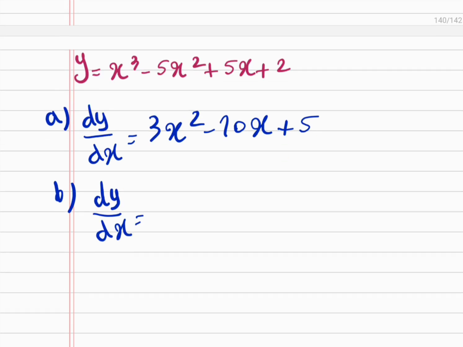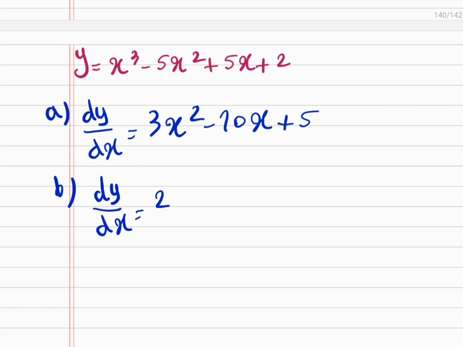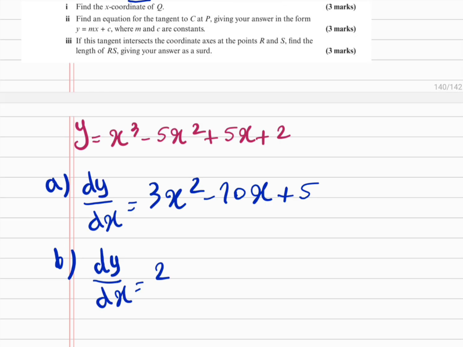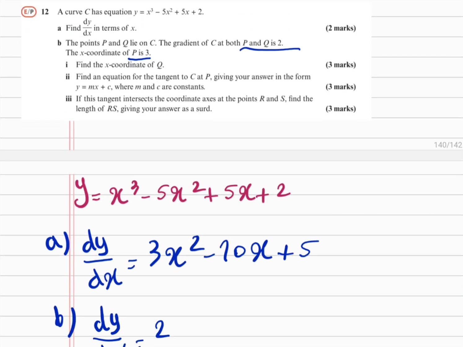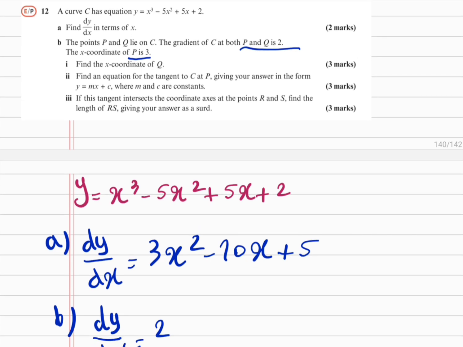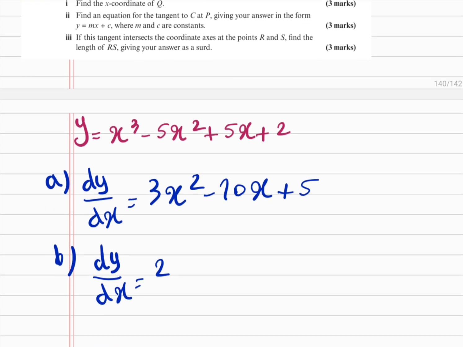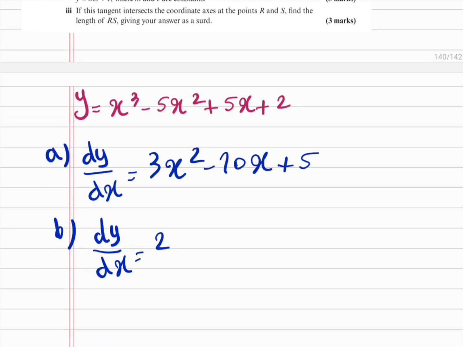So the gradient is 2. So dy by dx is equal to 2. So if we solve this equation, we are going to get the x coordinates of the point Q. Now you might be asking, what about point P? Because point P still has the same gradient as Q. Let's solve the equation and we will see the answer to that.